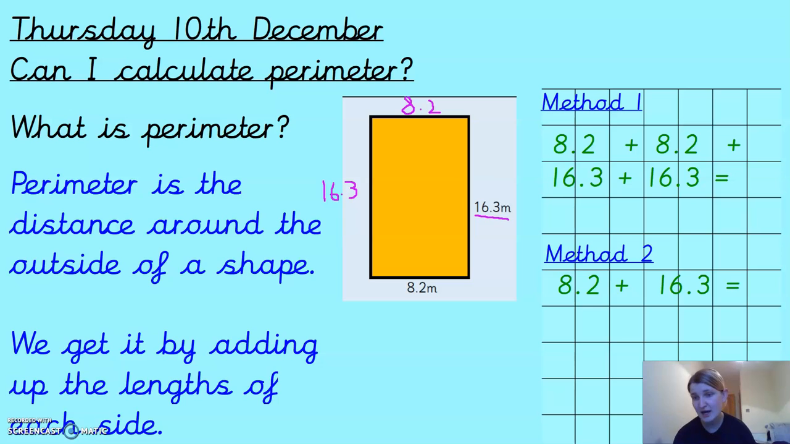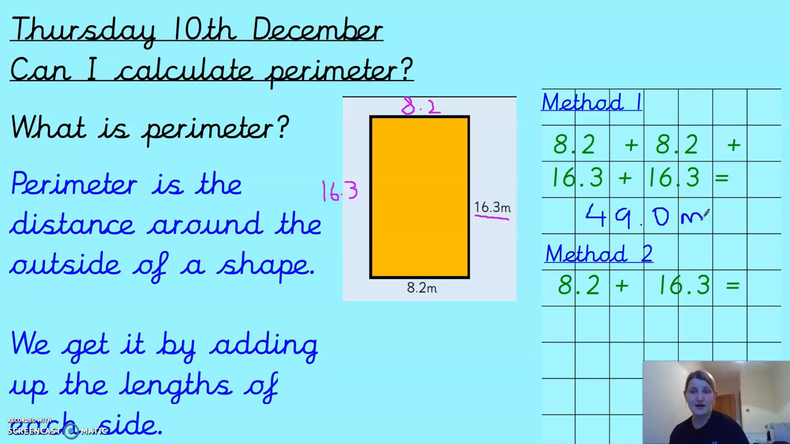Method 1 is simply just adding up each of the sides. So I've got 8.2 and 8.2, 16.3 and 16.3. Now you could do this any way you wanted. I'm going to try mentally. So if I did 8.2 and 8.2, that would be 16.4. Add another 16.3 would be 32.7. Plus another 16.3, well, 32 and 16 would be 48, and then my 0.7 and my 0.3 would come together to equal 1. So 48 add a whole 1 would be 49, or 49.0 if you want to be technical, whatever, it doesn't make any difference really. So 49.0 meters, must remember that measurement.